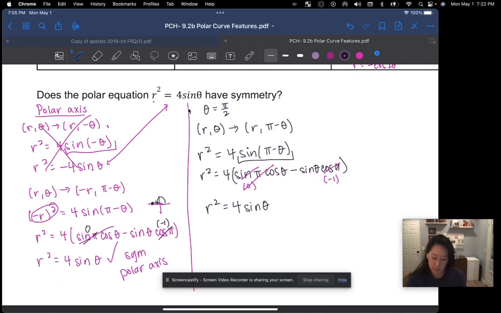So really we had the same as we had before, just I didn't have a negative r to square, so I end up with a positive r squared still. So my original and my transformed equation are the same. So we also have symmetry about theta is equal to pi over 2.